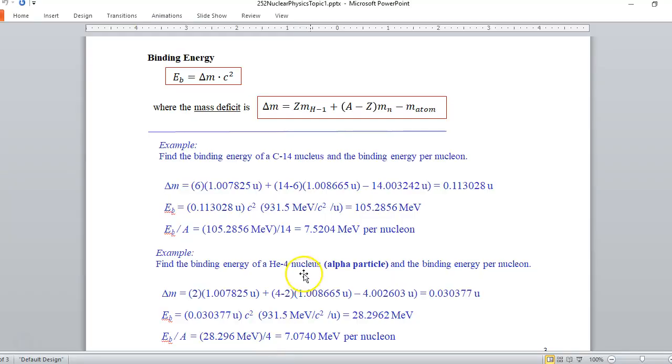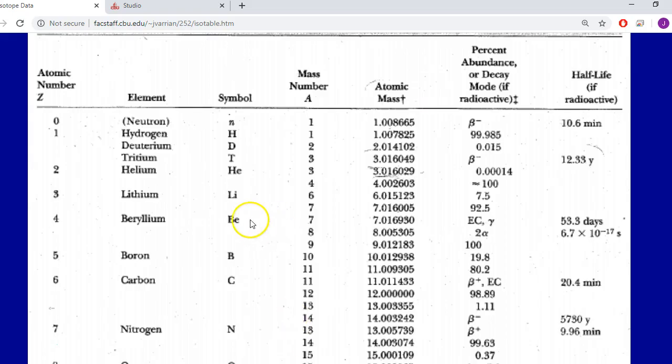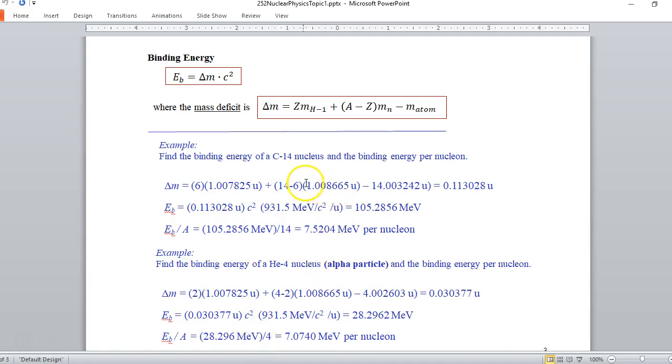Okay, so if I go back here, you can see I have 6, right, times that mass. Then I have the number of neutrons. That's going to be 14 minus 6. That's 8 times the mass of a neutron. Now, if you go back to our table, the first mass listed is the mass of a neutron. They put it in parentheses because it's not an atom. But that mass is also going to be used over and over and over again, the 1.008665. Okay, so you see that right here.